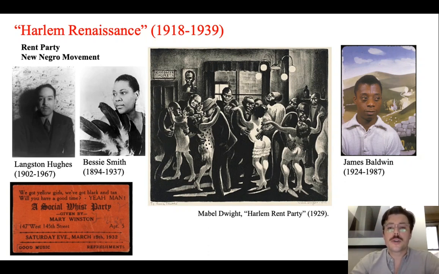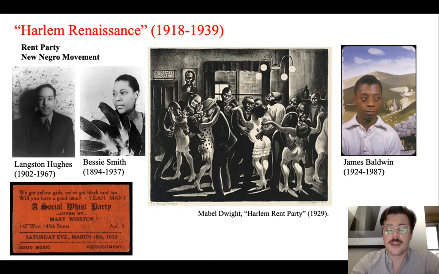So the Rent Party is essentially a house party, and today's house party draws from a lot of this tradition, whether we know it or not. So the Rent Party is both a center of cultural exploration and creativity, but it's also a kind of economic imperative, social imperative for these black migrants in Harlem.